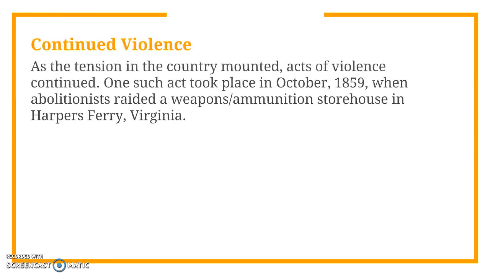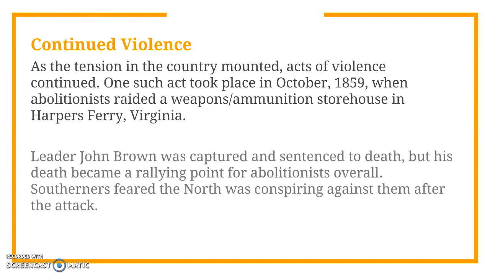Now, in the wake of the Dred Scott Decision, tension continued to mount. There continued to be fighting between anti-slavery forces and pro-slavery forces. And this just led to more and more acts of violence. So one example of an act of violence that took place in this time came in October of 1857 when abolitionists raided a weapons and ammunition storehouse in Harpers Ferry, Virginia.